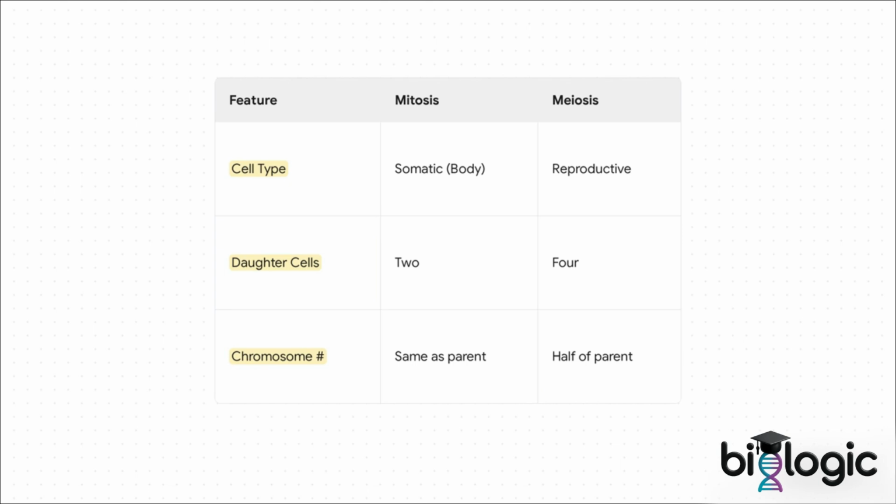And if we get into the nitty-gritty, the differences are even more obvious. Mitosis, that happens in your body cells. It produces 2 daughter cells, and they're identical with the full set of chromosomes. Meiosis, that's just for reproductive cells. It makes 4 daughter cells, they're all unique, and they each have just half the chromosomes. Fundamentally different jobs, fundamentally different results.